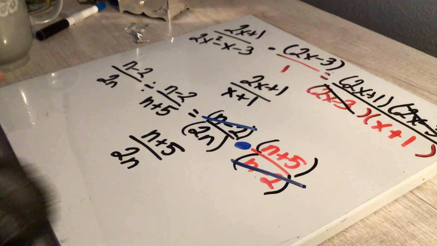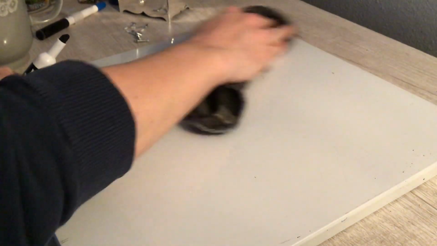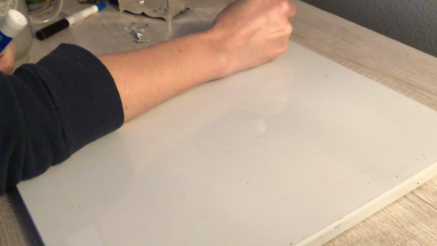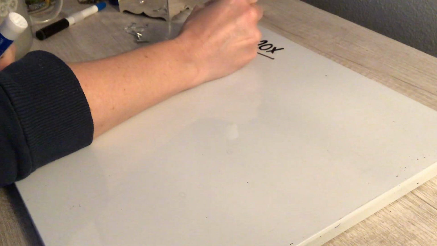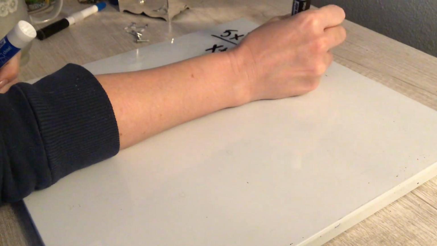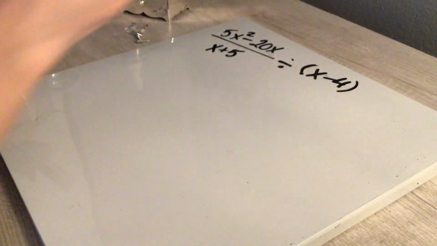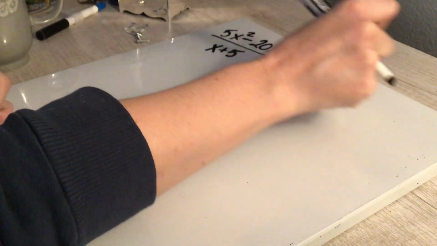Okay, we have one more. So we have 5x squared minus 20x over x plus 5, divided by x minus 4. Okay, so the first thing is x minus 4 is over 1.